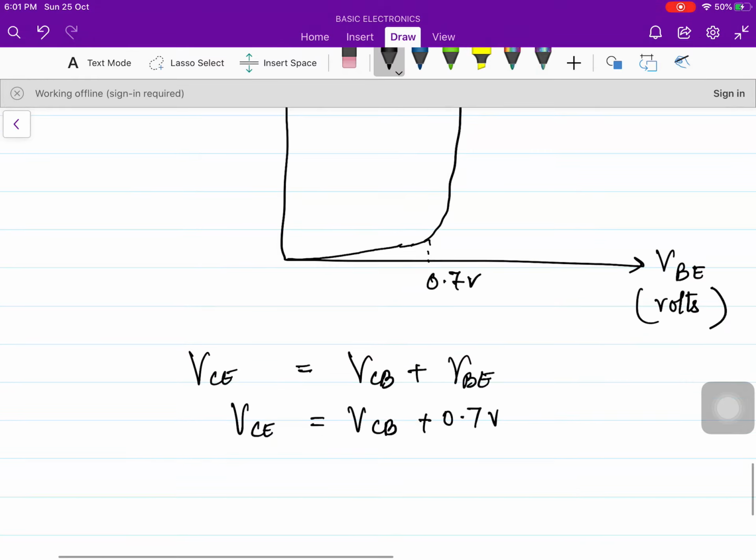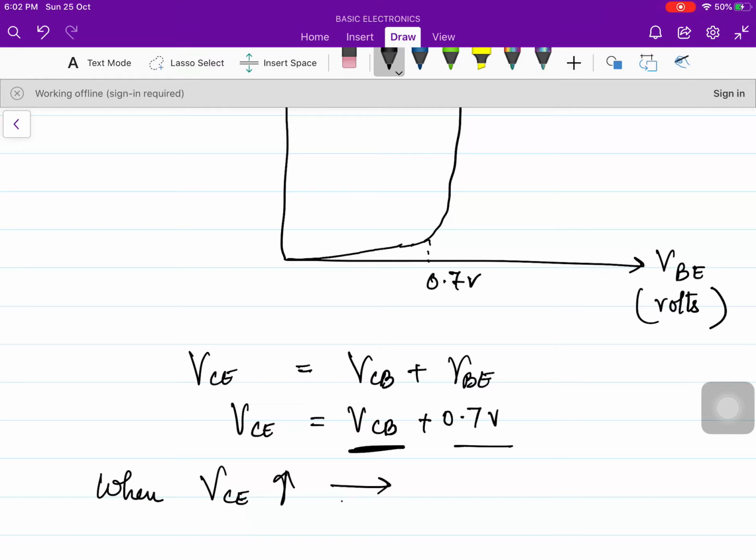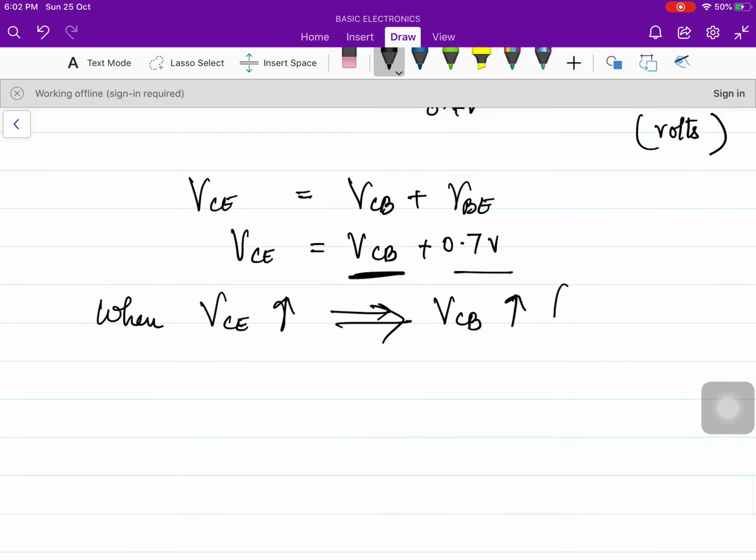So I think it is very much evident that when you increase VCE, because we are talking about increasing the output voltage, that is VCE, this VCB will automatically increase because this is constant 0.7. So therefore this VCB will increase. And what happens when VCB increases? We have already learned in the previous lecture of common base that early effect occurs. When VCE increases, in turn VCB increases and it results in early effect.